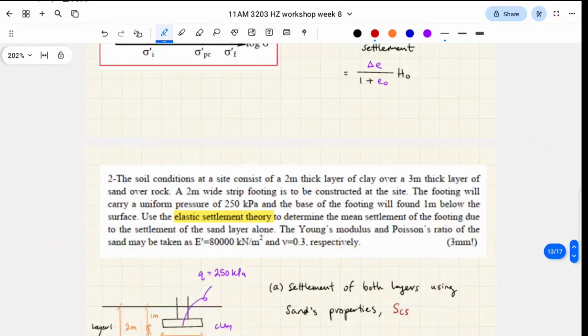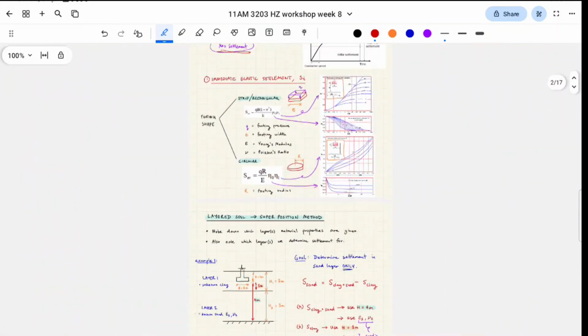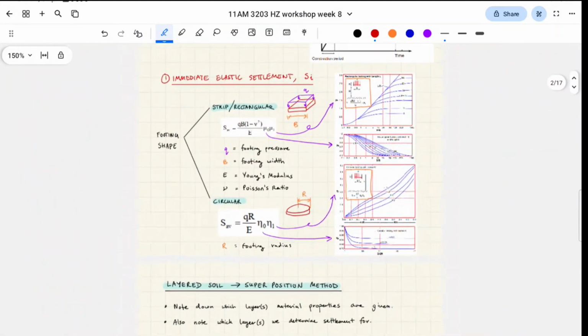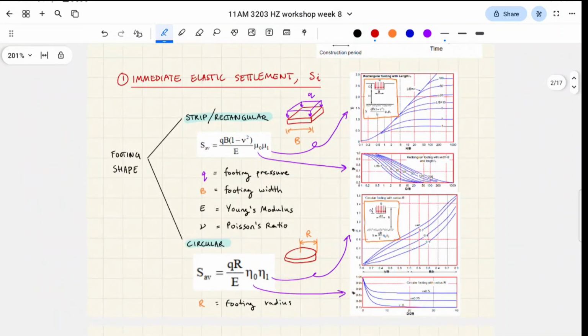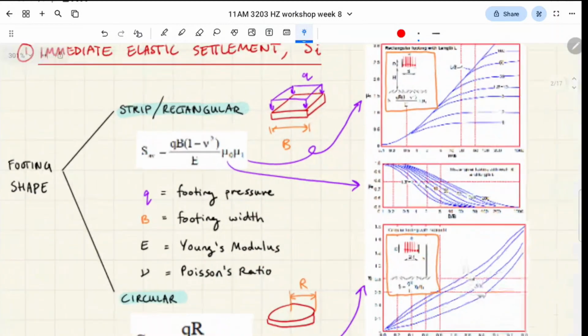Oh, sorry. I haven't gone over elastic settlement. Let me just quickly do that. Okay, here it is. So, elastic settlement is dependent on your footing shape. Okay, so if you have a strip or rectangular footing, you use the formulas here at the top, right, and the charts here at the top as well. If you have a circular footing, you have to use this formula at the bottom and this chart at the bottom, these 2 charts at the bottom.